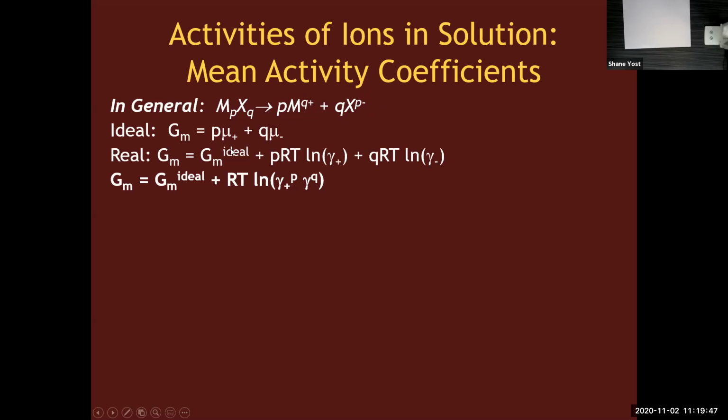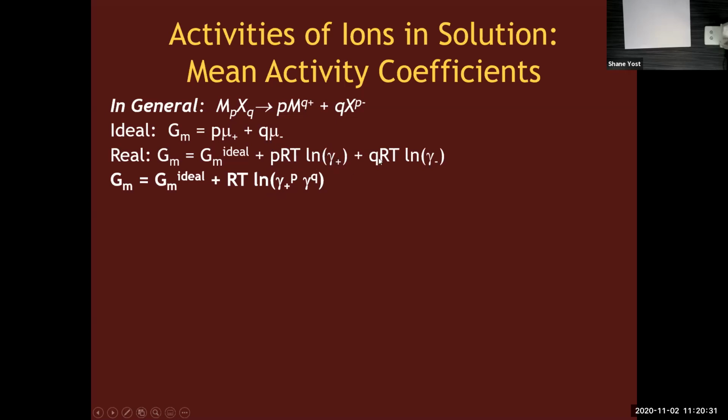Okay, and for some ideal mixture of these things, you just have P times the chemical potential of the cation plus Q times the chemical potential of the anion. For a real solution, you have that same type of thing plus the corrections to those chemical potentials based off of the activity coefficient. If you recall, when you're talking about activities, you can rewrite this chemical potential in terms of the idealized values of the chemical potential plus some real-term correction. That real-term correction ended up being R times T times the natural log of that activity coefficient. Okay.